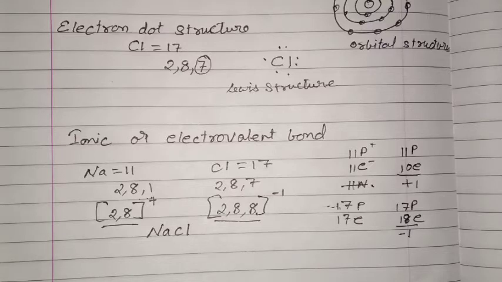The bond is formed only because after losing an electron they gain a positive charge, and after gaining the electron they have a negative charge, and by this positive and negative charge they form a force of attraction between them and form a compound. So this is the ionic or electrovalent bond. I think all of you know about it because last year you studied this electrovalent bond.